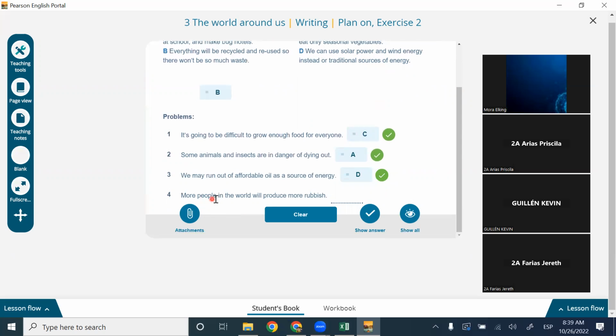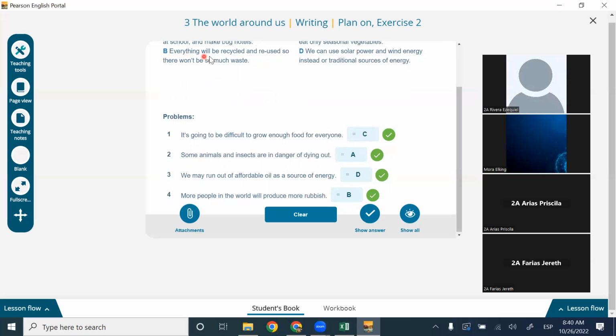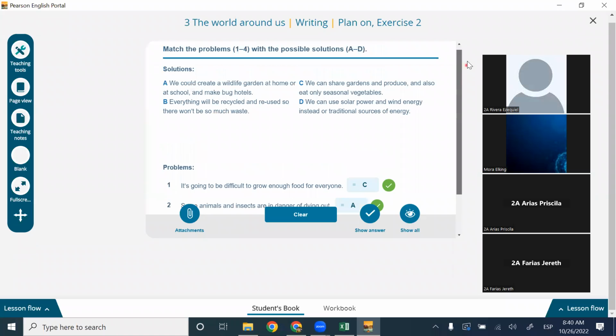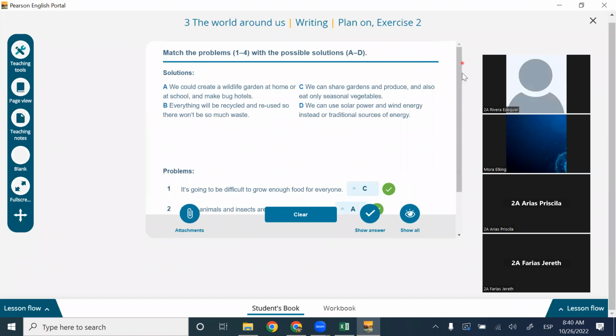Continue with number 4. More people in the world will produce more rubbish. What is the option? Letter B. And what is the letter B? Everything will be recycled and reused, so there won't be so much waste. Very good.